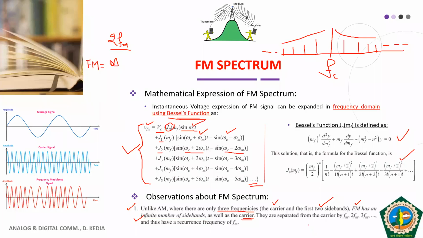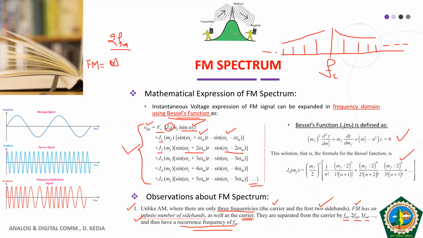Okay. And all these sidebands are separated from the carrier by an amount of FM, 2FM, 3FM. I said that we have harmonics of your modulating signal frequencies, which have been added or subtracted from your carrier frequency. So this is one and the same thing. We have a recurrence frequency of FM. That means that your consecutive Bessel coefficients have a difference of FM. Fine. So I hope all of you have been able to understand this point very clearly.